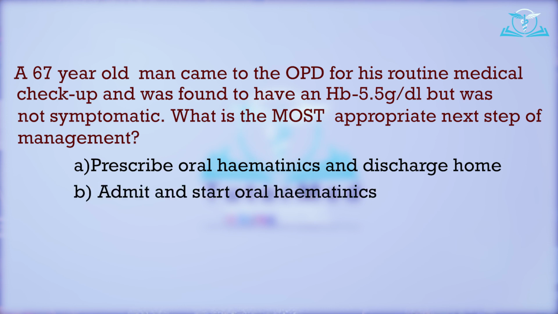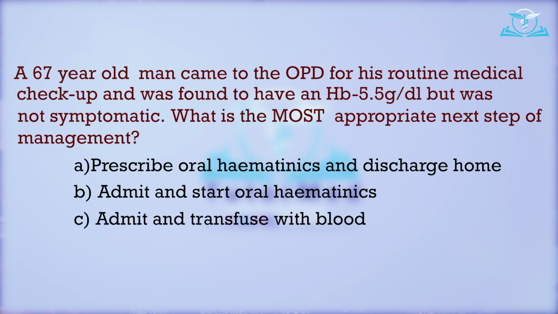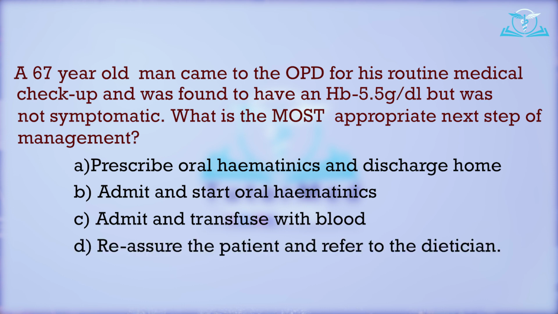B. Admit and start oral hematinics. C. Admit and transfuse with blood. D. Reassure and refer the patient to the dietitian for counseling. You get the format I'm trying to describe. This question, for example, is testing our knowledge on the management of anemia. This man has severe anemia and so has to be admitted and transfused. And so here, we need to know the indications for transfusion in a patient with anemia.